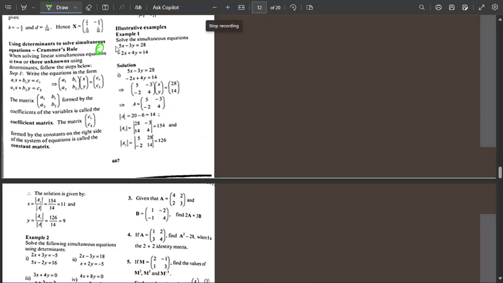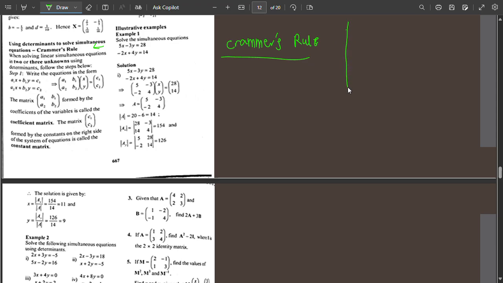Right, so now we'll move on to solving systems of equations, or solving simultaneous equations, using Cramer's rule. It's a very simple rule, and it's called Cramer's rule because it was invented by Cramer or something, I don't know why, but we call it Cramer's rule. In Cramer's rule, all you have to know is how to find the determinant, right? So we'll be using the determinant.